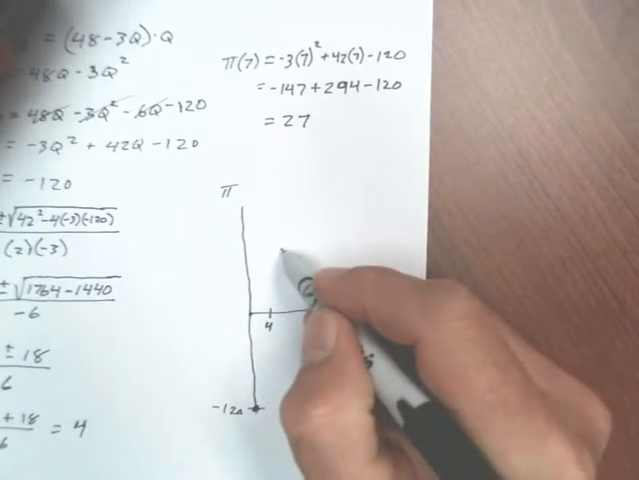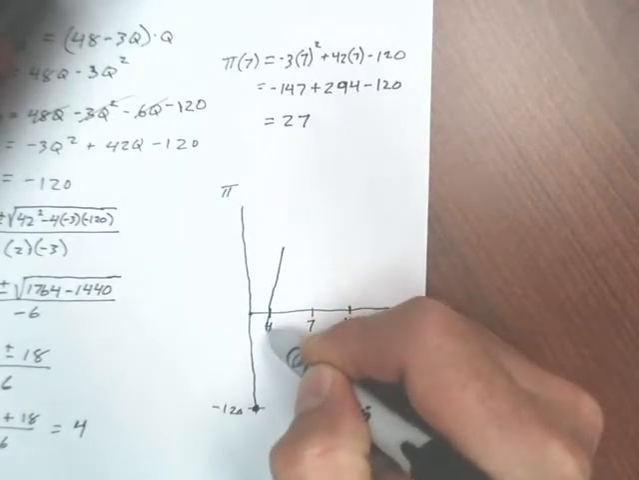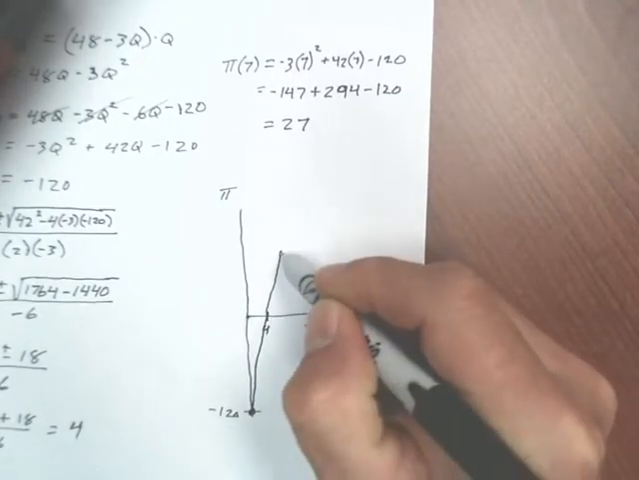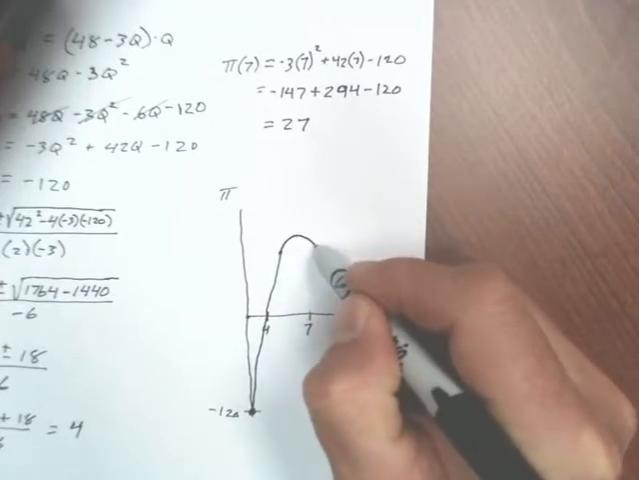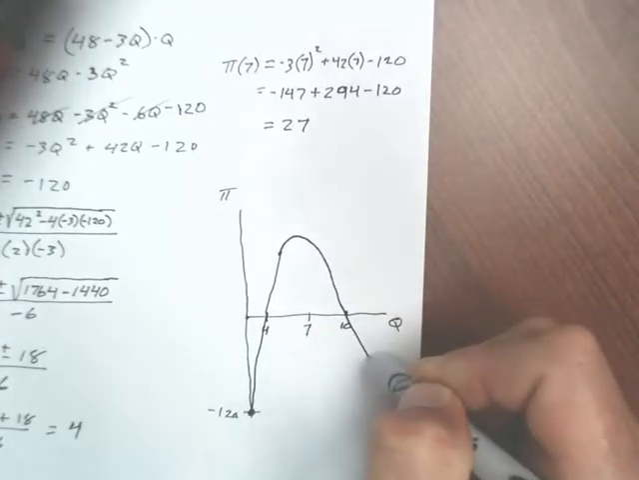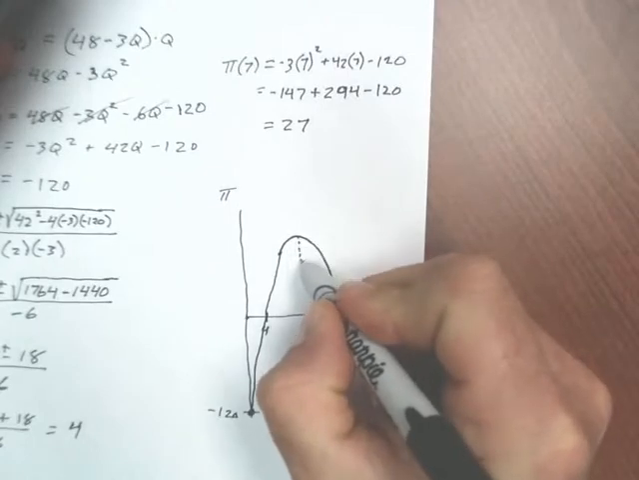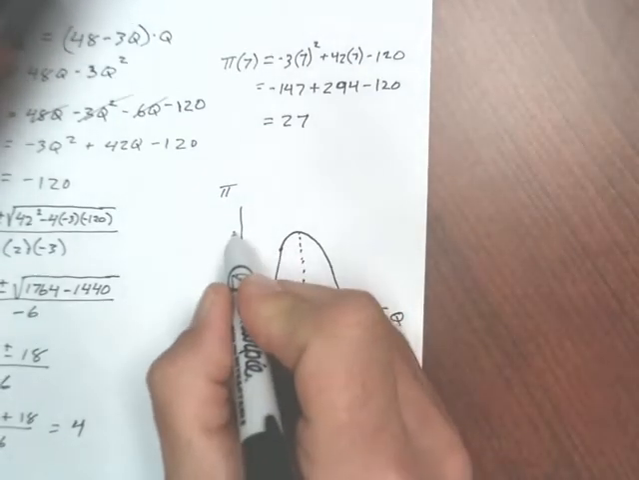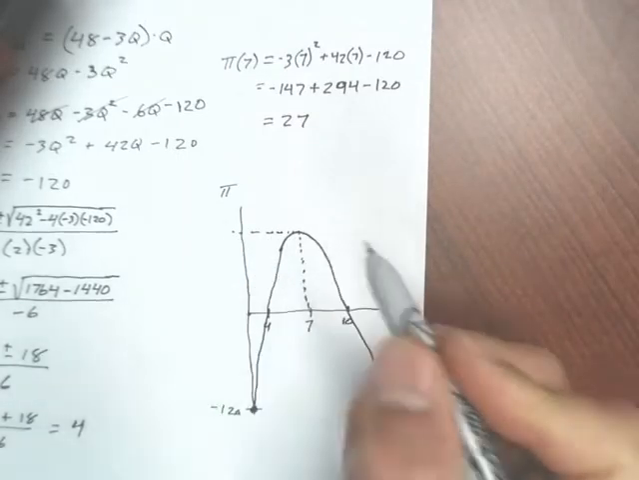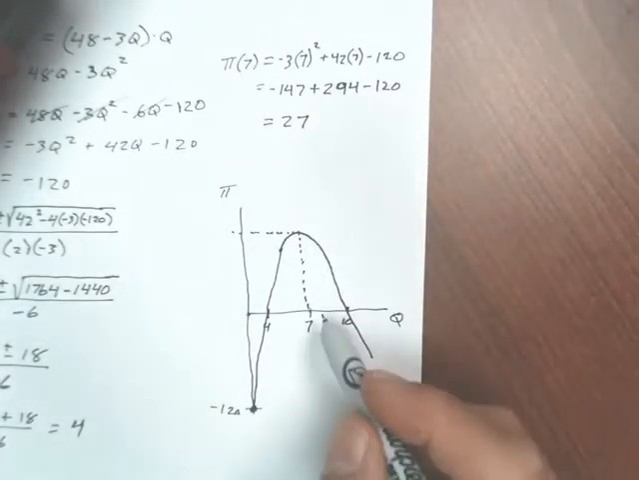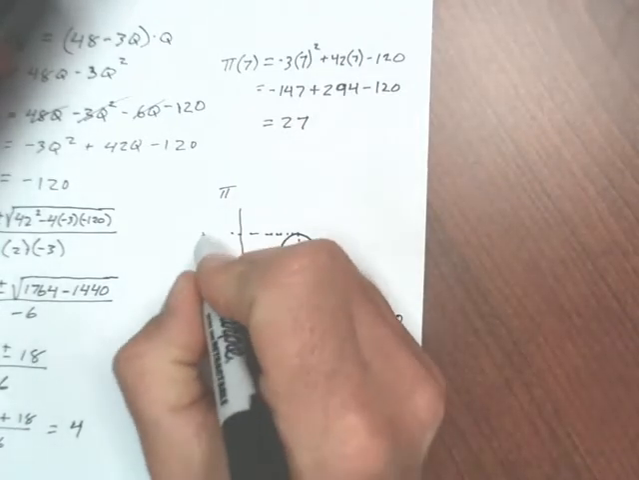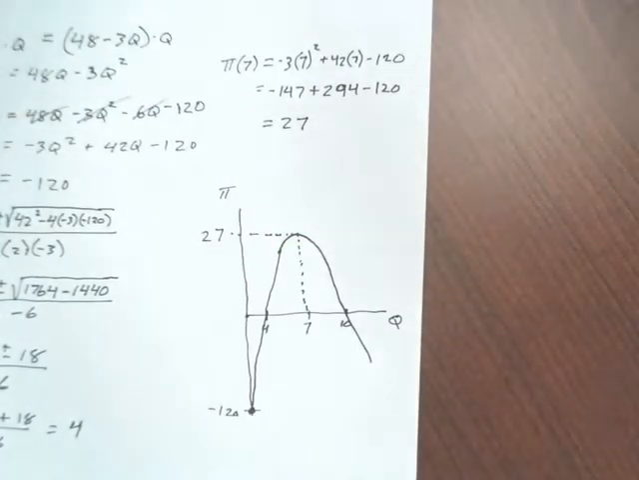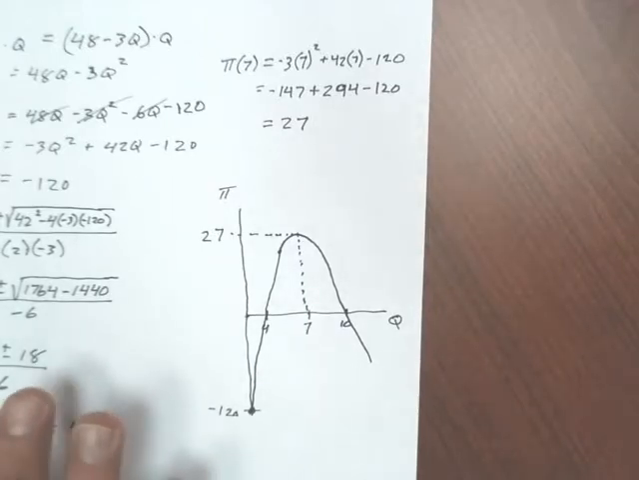So my profit function looks like this. The peak of it is at 7 units. That's my profit maximizing output level. And the amount of profit at 7 units is equal to 27. And that's a profit function. Let's do a couple more.